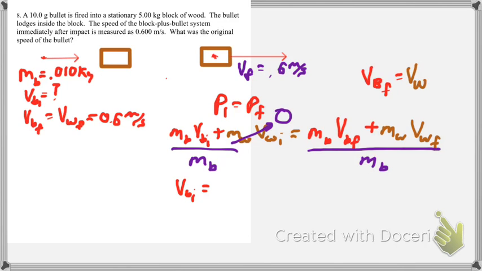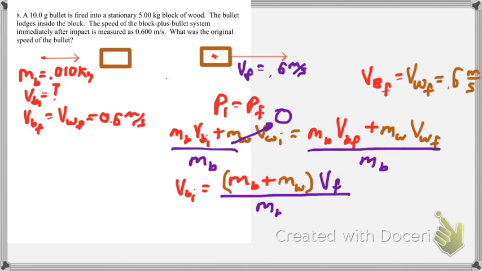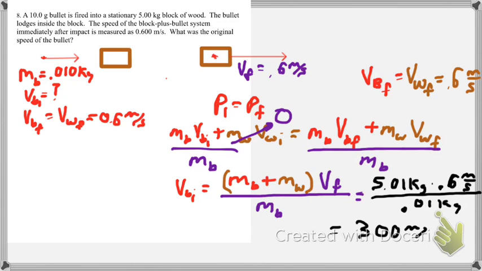If you go through this stepwise, you can see how this works. We've done several of these before. But then we can find that the velocity of the bullet initial is going to equal 300 meters per second.